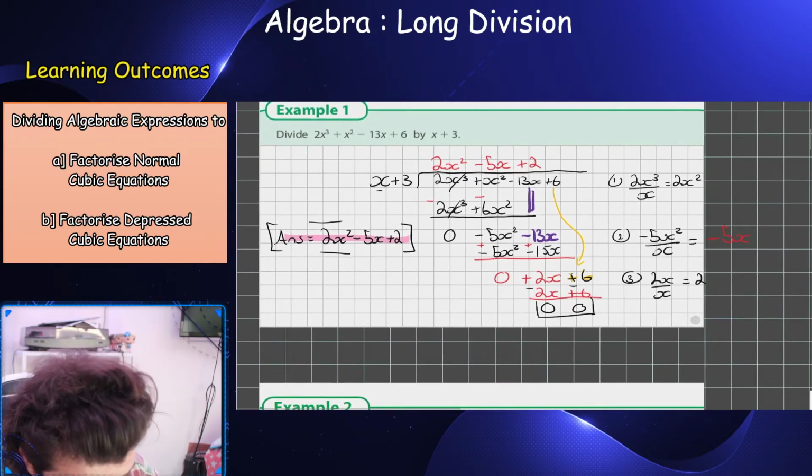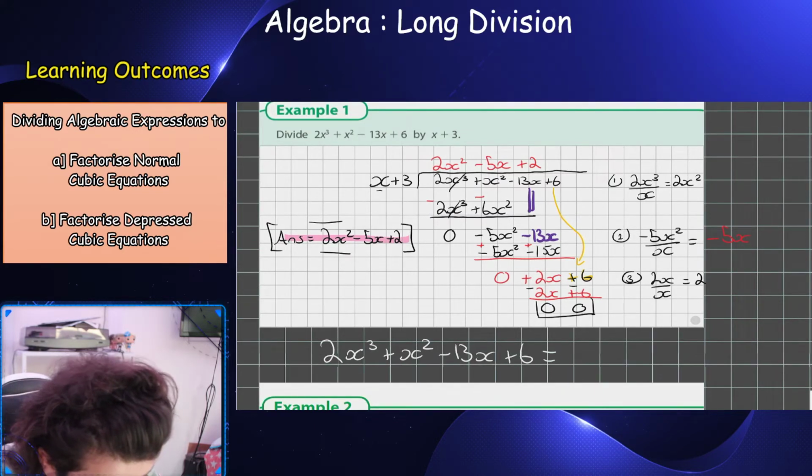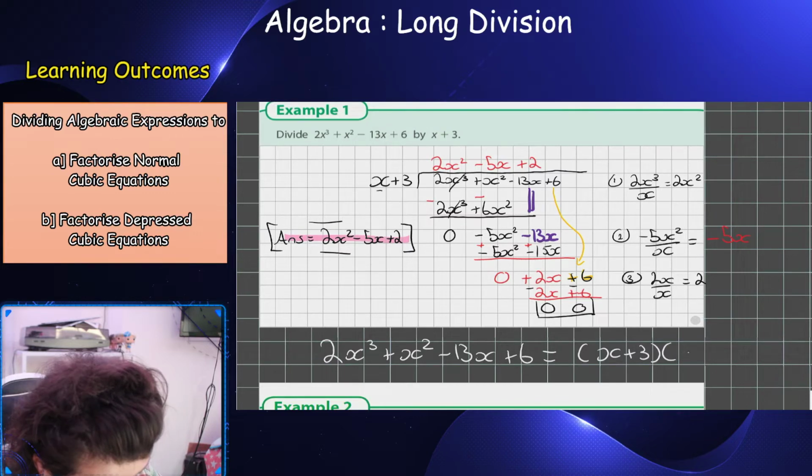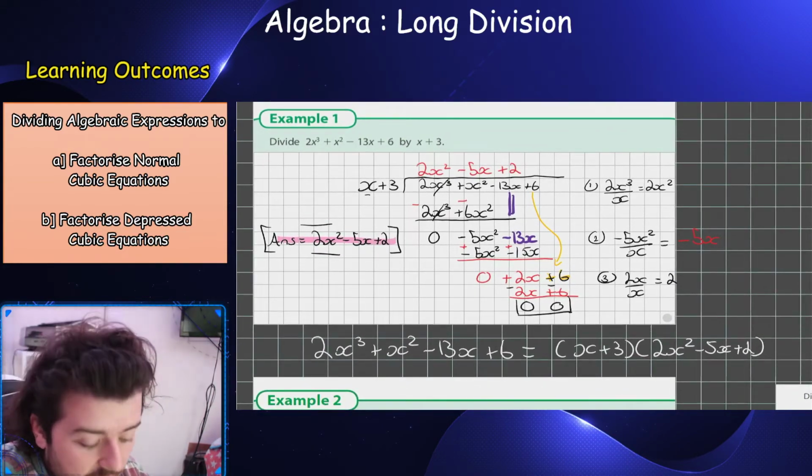So I can officially write 2x cubed plus x squared minus 13x plus 6. That is equal to x plus 3 times 2x squared minus 5x plus 2. And this will come up later in the year.